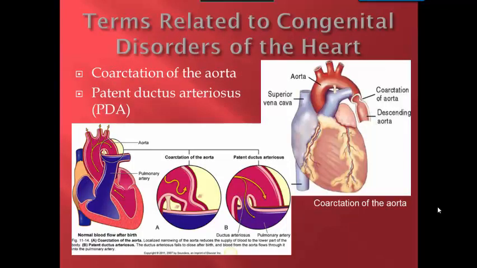So talking about some congenital heart defects, coarctation of the aorta is a narrowing of the aorta, which is going to cause it to be very hard for the heart to pump that blood through the narrowing, and we can go in there and repair that and correct that.